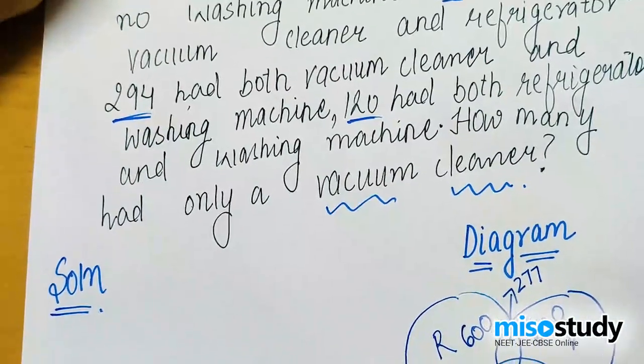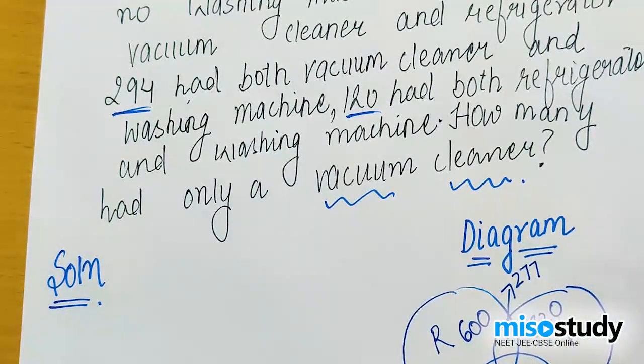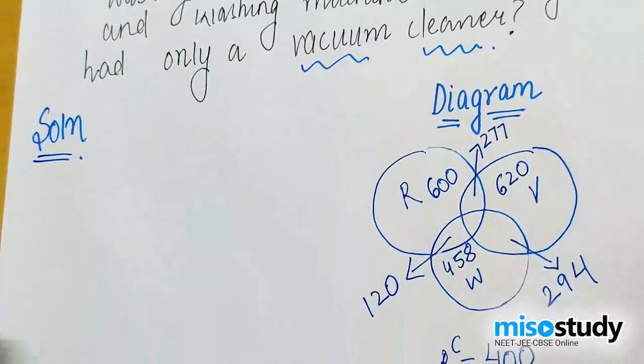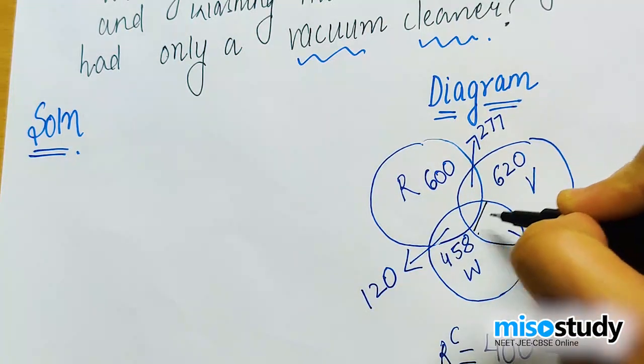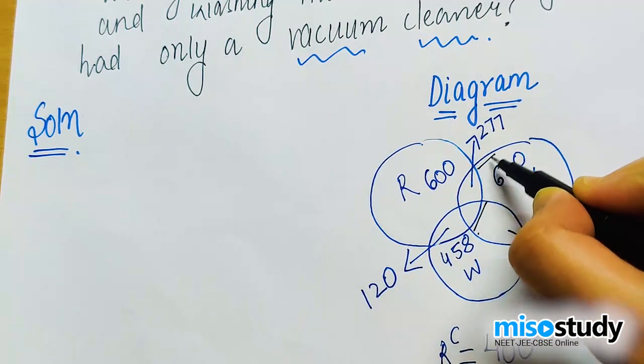Question: how many had only a vacuum cleaner? So what are we supposed to find out? Only a vacuum cleaner. That means going by the diagram, we just need to find out only the vacuum cleaner. Only vacuum cleaner means just this portion.